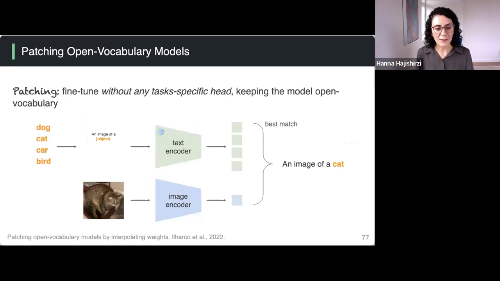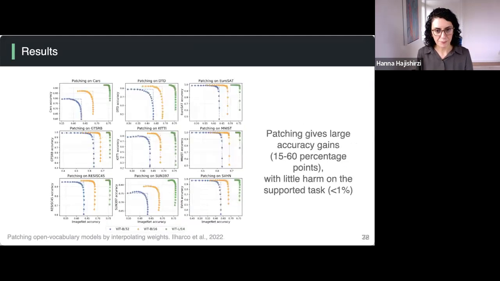In particular, at the fine-tuning stage, we fine-tune an open vocabulary model without any task-specific head. The model basically uses the text encoder and an image encoder. Here are the results. It shows high performance gains across many different types of transfer across different datasets, like Cars, EuroSAT, MNIST, SUN397, all these datasets. We see different performance gains, but we do not lose accuracy on the original task. The accuracy drop is basically less than 1%.